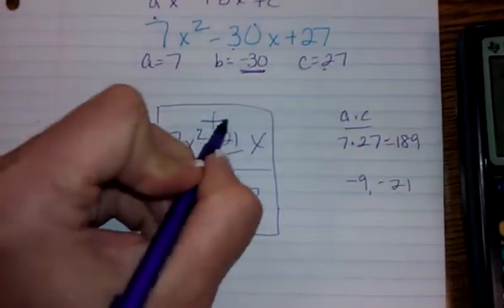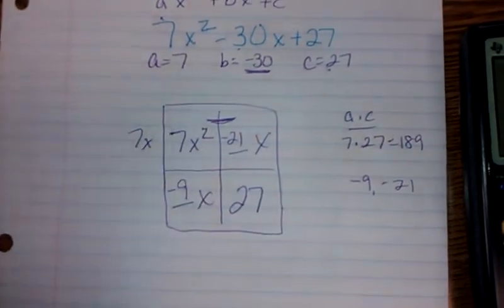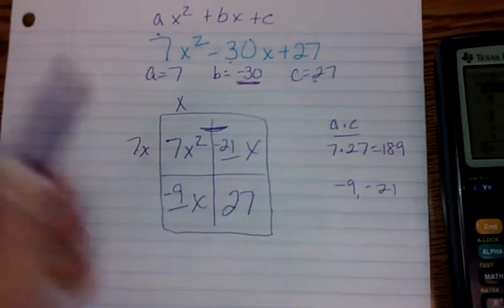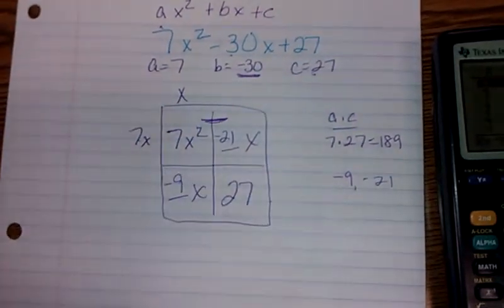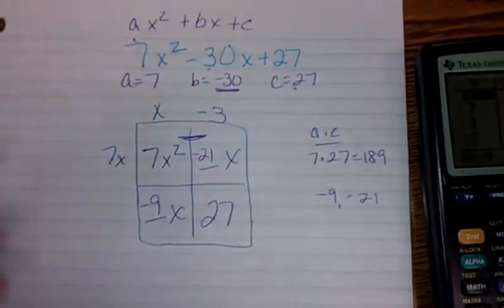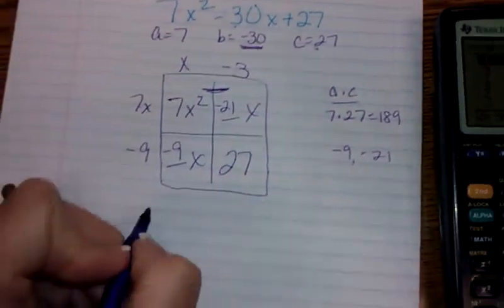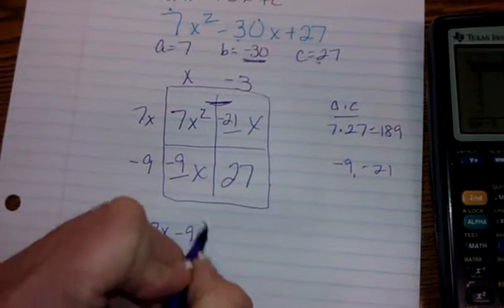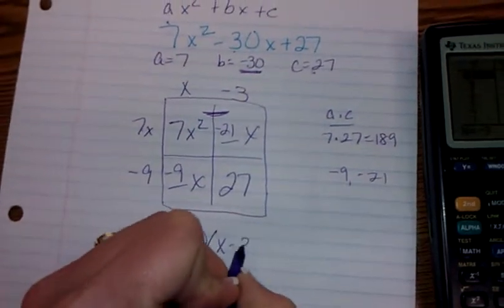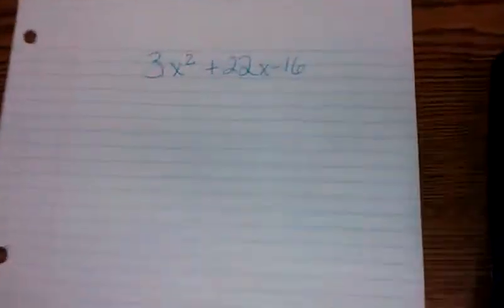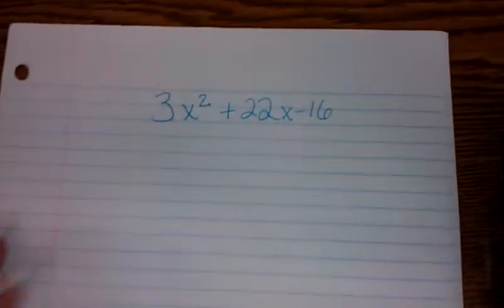Now find the GCF. This is 7x. 7 times what is 7x squared? It's an x. 7 times what is negative 21? Negative 3. x times what is negative 9? x. So my factors are 7x minus 9 times x minus 3. Next, here's the next one. Pause the video, come back and see how you did.